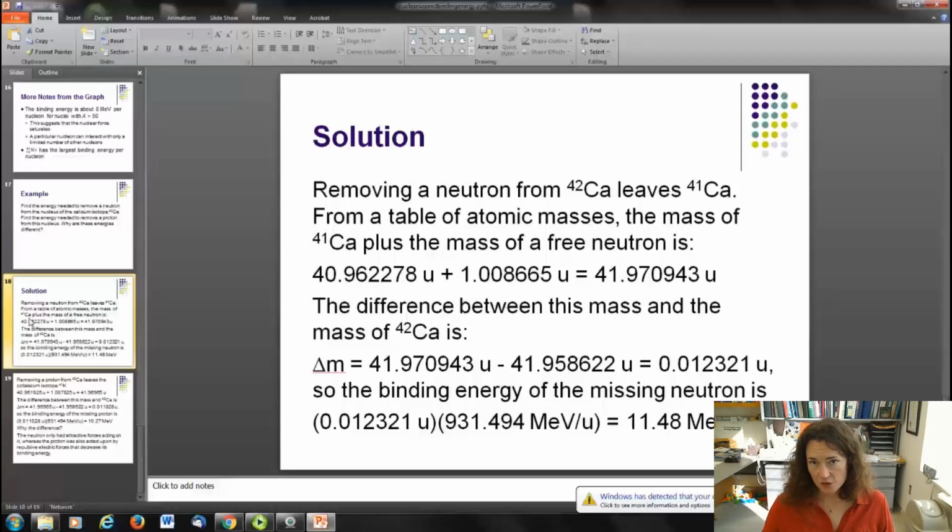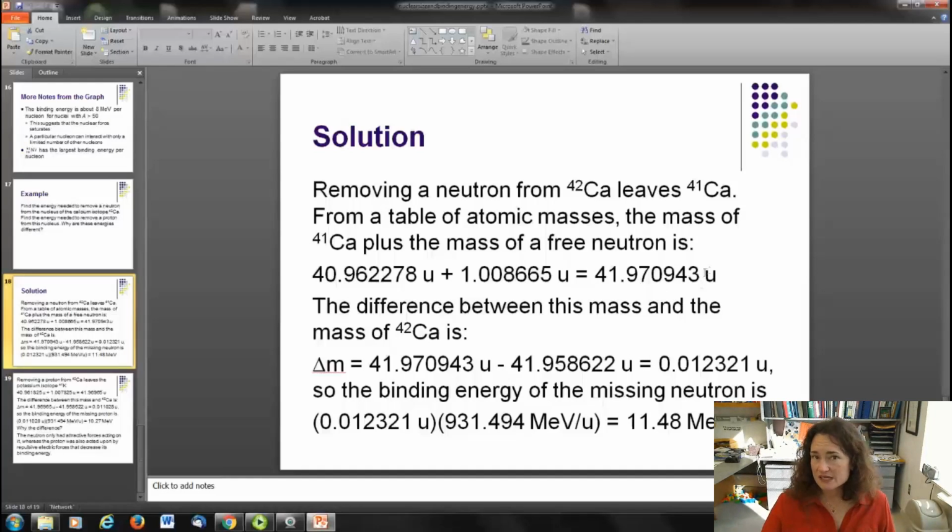Taking the mass of 41 calcium and then adding in the mass of a free neutron, which is given here, 1.008665 atomic mass units, if you add those two masses together, you get 41.970943 atomic mass units. Now you might be thinking, can't I just round that? No, I'm sorry. When you're doing binding energy calculations, the difference in the masses is sometimes so small that you really do need all those digits, okay?